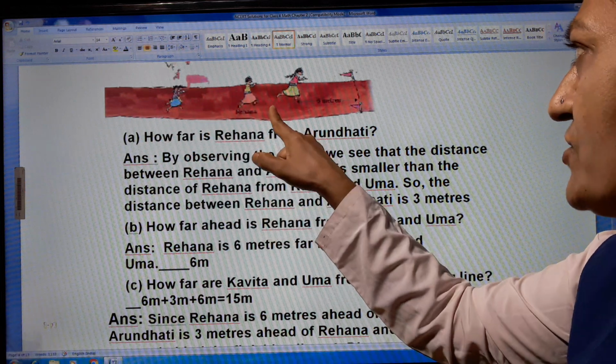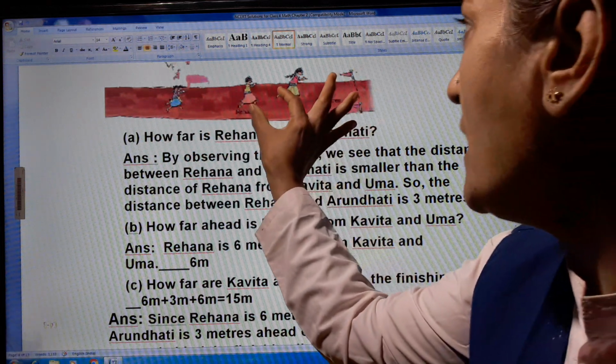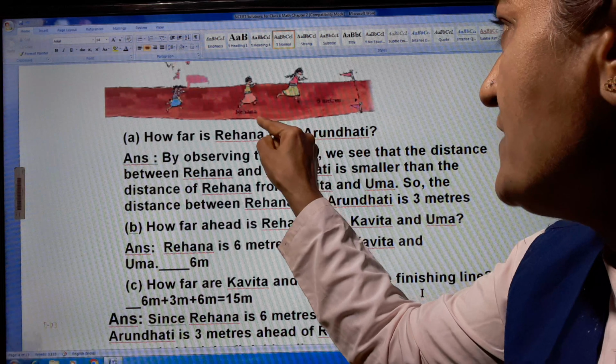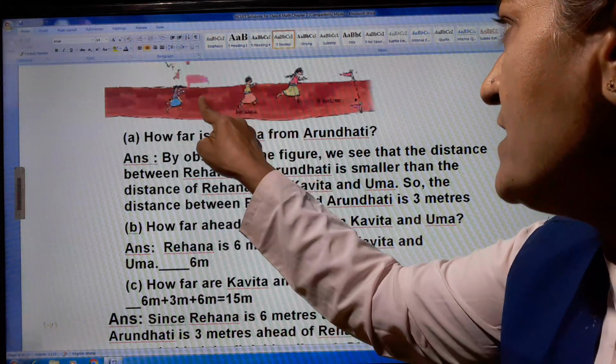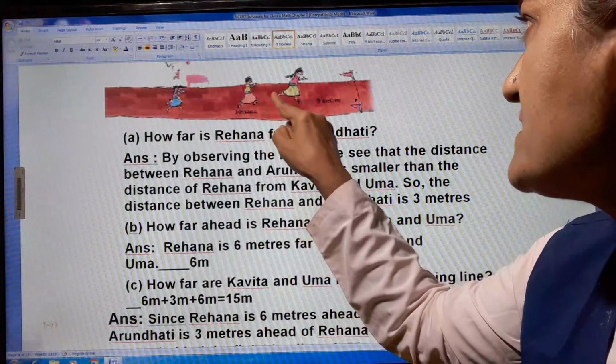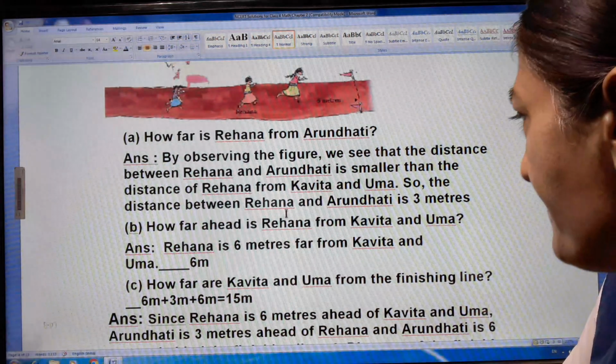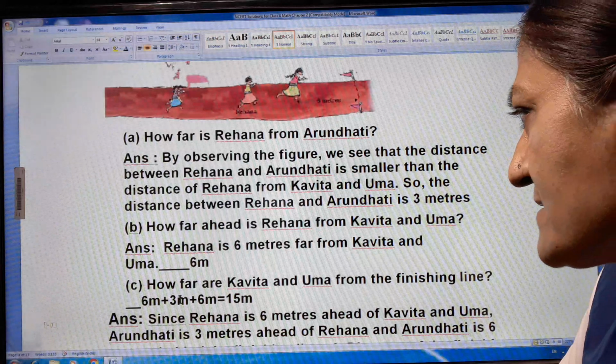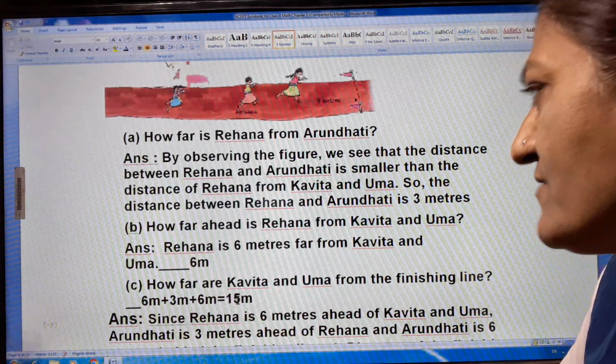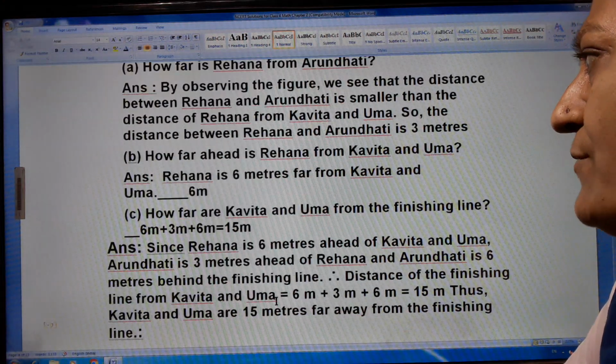6 plus 3 plus 6, because between these two girls the distance is 3, and between these two girls the distance is 6. 6 plus 3 plus 6 is equal to 15. So we have to write this way: 6 meter plus 3 meter plus 6 meter is equal to 15 meter.